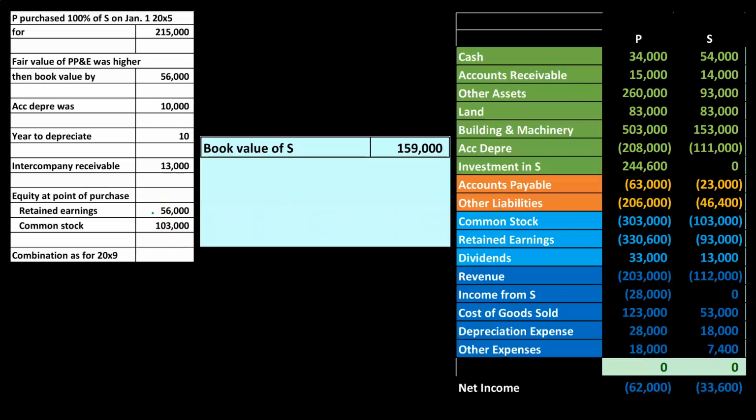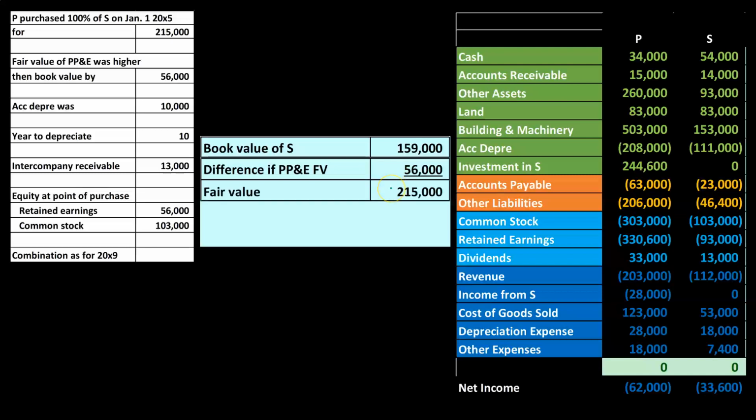That's this information. Then we're going to add to it any changes from the fair value and the book value at the point in time of purchase. That difference being the $56,000 for the depreciable assets. In other words, we said that this building and the accumulated depreciation, not now, but 5 years ago when this thing was purchased, was $56,000 higher. The fair value was $56,000 higher than the book value at that point, which we're going to have to account for within our consolidation. Not only that, but we'll have to account for the depreciation and related accumulated depreciation related to it as well. That would give us a fair value of the $215,000.